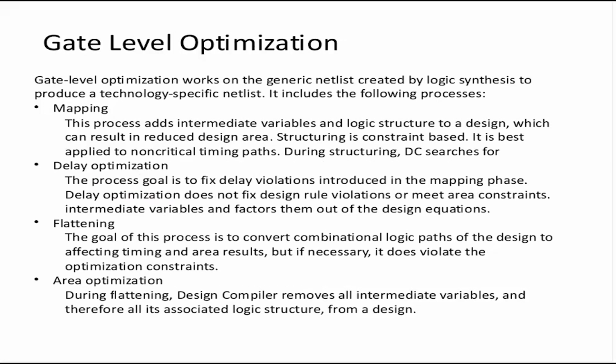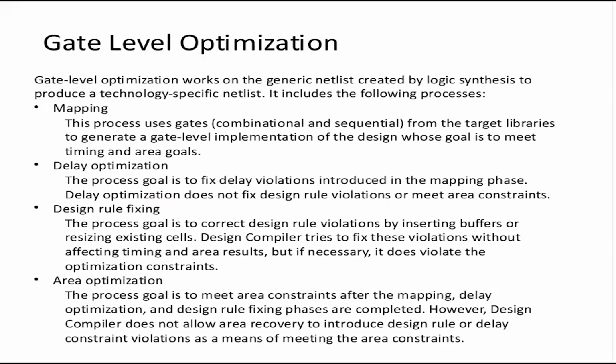Let's look at the third stage of optimization, which is called gate level optimization. Now, gate level optimization works on the GTECH netlist to produce a technology specific netlist. Why so? DC already optimizes a lot of stuff in GTECH. Now, when it goes to picking up the cells, it will do some kind of optimization depending on what kind of technology library we're using.